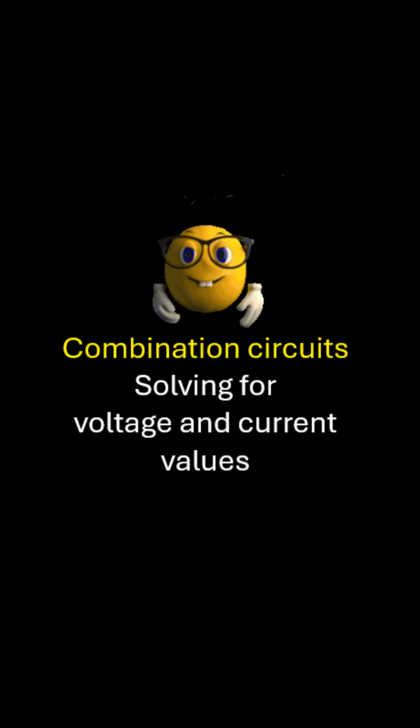8.2. Solving for voltage and current values. Finding unknown voltages and currents in individual resistors is a little more complicated in combination circuits than it was in simple series or parallel circuits. However, you have just learned the first step in finding those values.